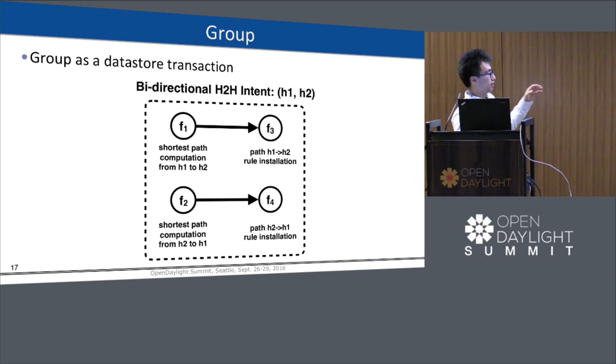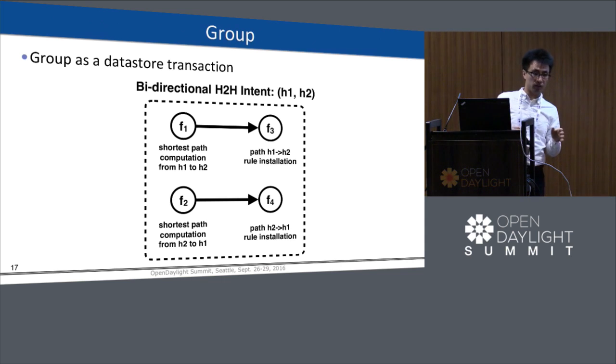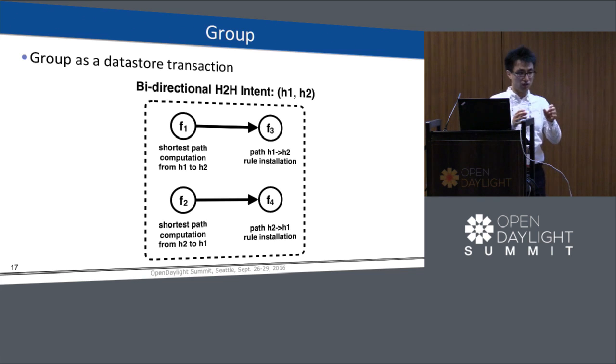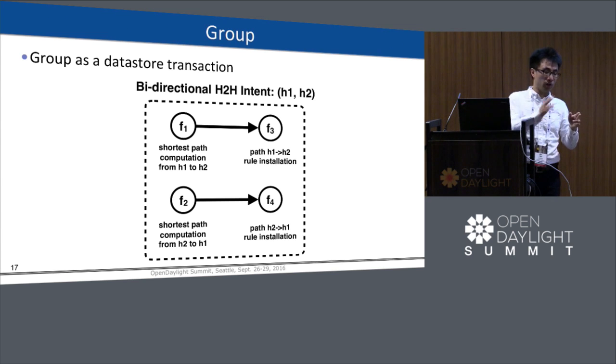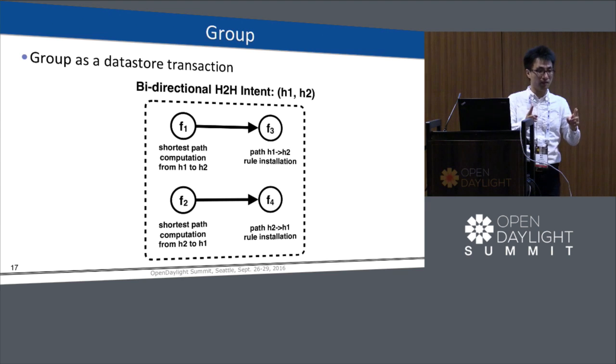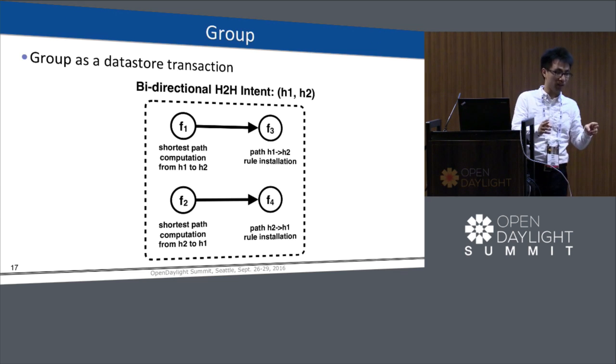And this page demonstrates a concept called grouping. This concept is basically motivated by the wide usage of intents. Each intent can be compiled to some other intents, and all these intents must be installed together. You cannot just install one intent and ignore the others. For example, we have an intent to connect two end hosts. And to connect two end hosts, we have to set up two flow rules. First is to set up the forwarding rule from host one to host two, and the other is to set the flow rules from host two to host one. So these two flow rules are basically paths, and maybe each contains many flow rules. These two paths cannot be installed separately, because you cannot install one path and ignore the other. Then the two hosts cannot speak to each other. So we have to install them all together in a single transaction.